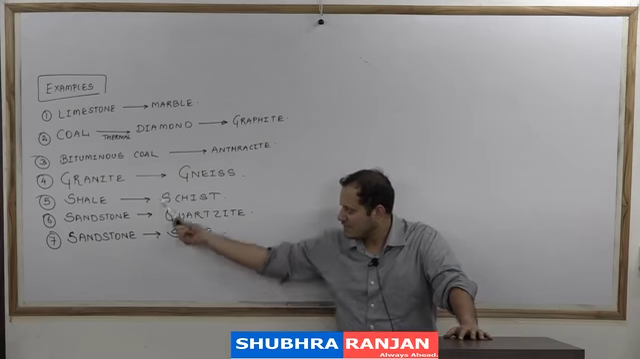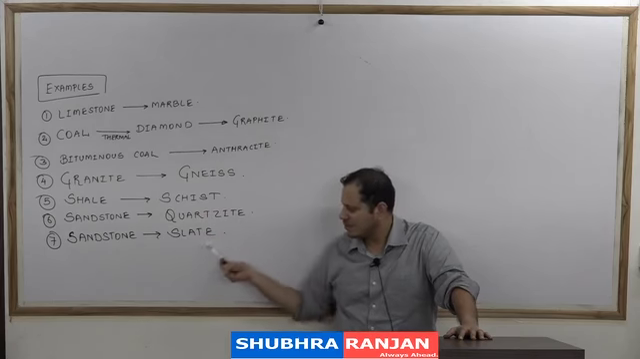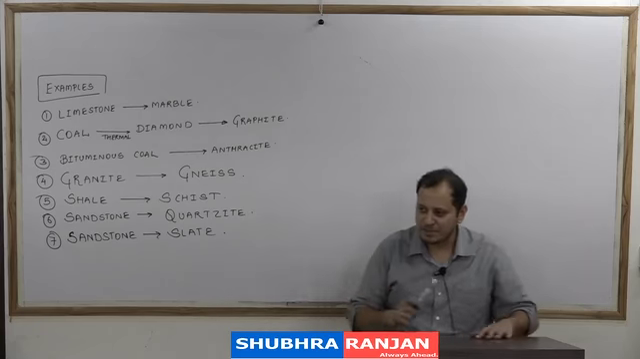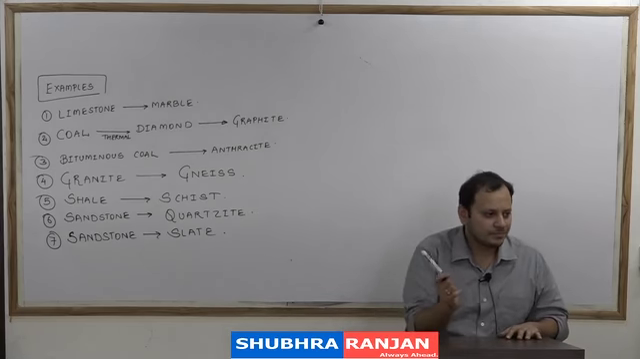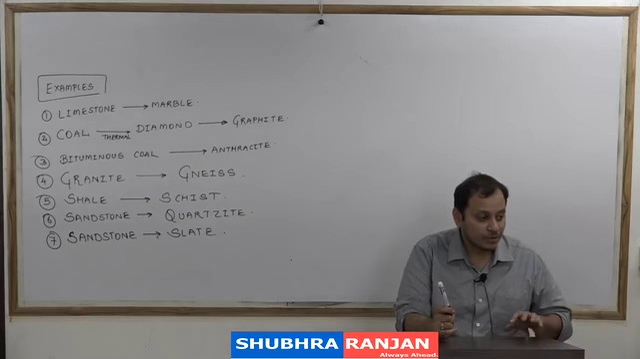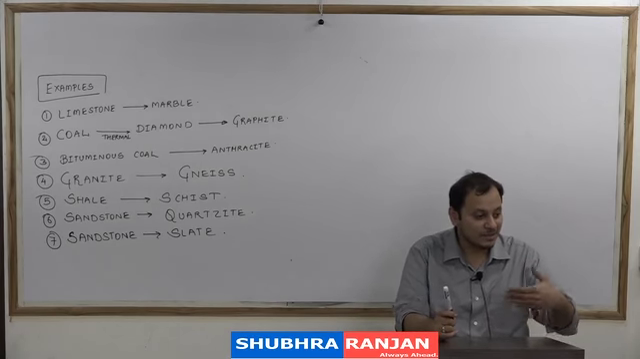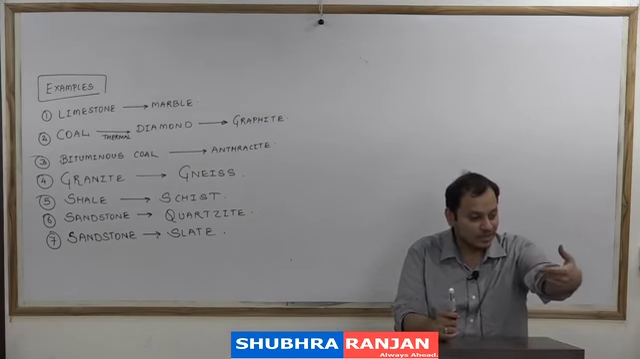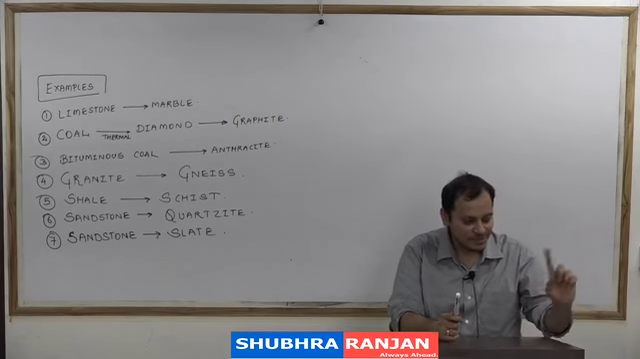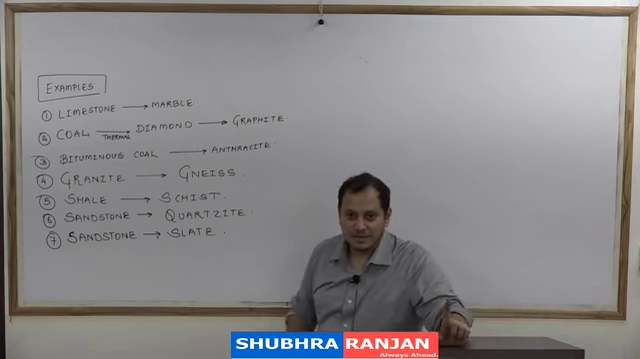This all is an example of regional metamorphism. The original property has changed. Original property will always change. In the rock cycle it is not reversible. Reversible is that you go to that condition and again come back to the original condition. So that is why we are saying it is not reversible.